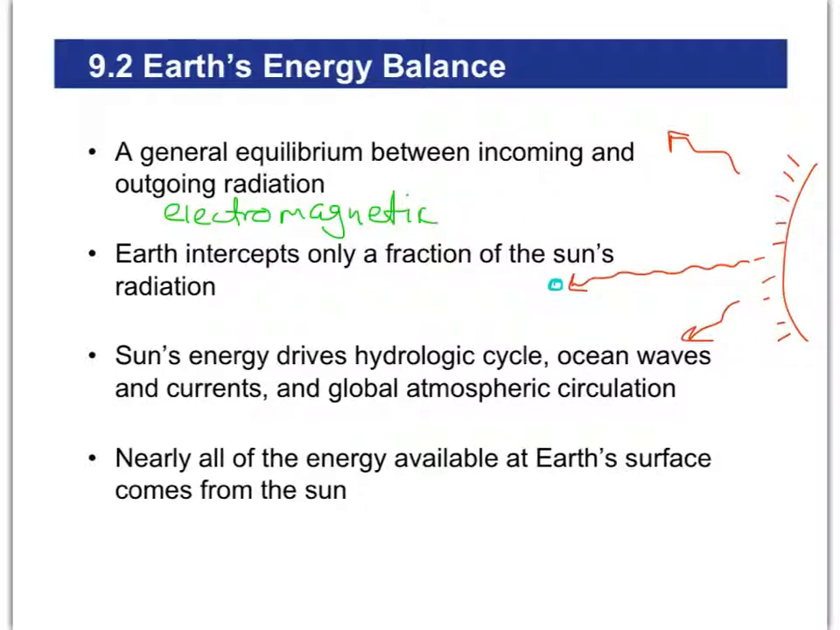But the radiation that does make it, and we'll talk about that in just a second, drives virtually everything that we can see and observe in our atmosphere. We have the hydrologic cycle, the fact that water evaporates and then condenses and runs downhill, the whole water cycle. That's driven by the sun. Waves and currents, driven by the sun. Even atmospheric circulation, which we'll look at later on in this chapter, how air rises at the equator and sinks at the poles, is all driven by the sun.